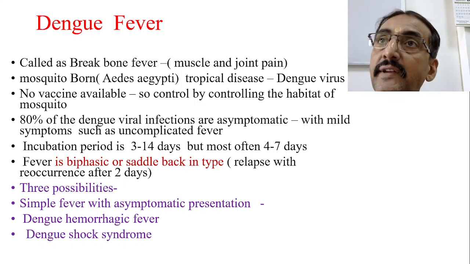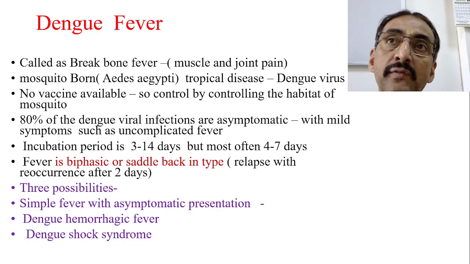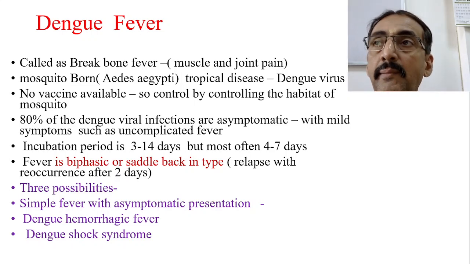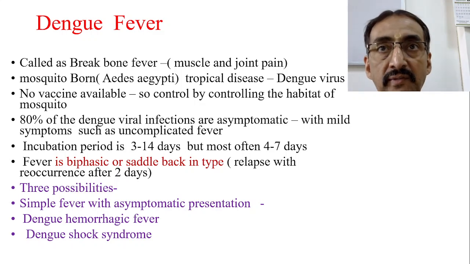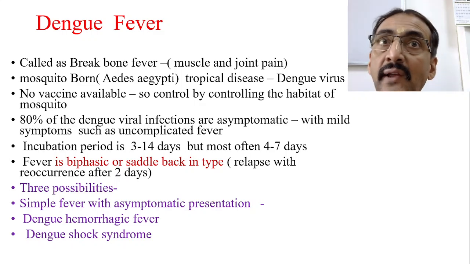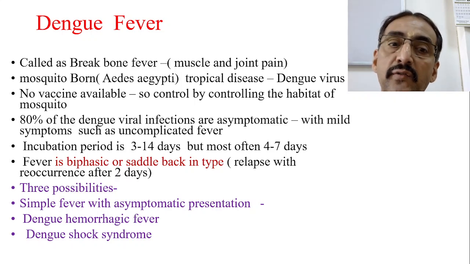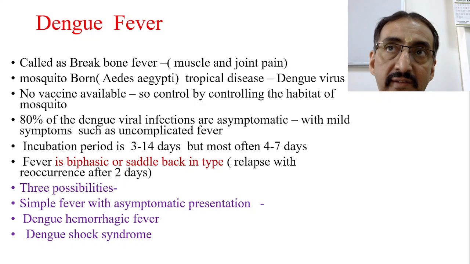Instead of the first phase being more dangerous, the second phase is more dangerous in case of dengue fever. So such viruses are called biphasic viruses. Okay, biphasic nature of the virus. That is seen in case of dengue fever. Therefore, it is called a biphasic fever, or it is also called saddleback fever, just like the seating arrangement on a camel. So there is a small rise followed by a sudden big rise.